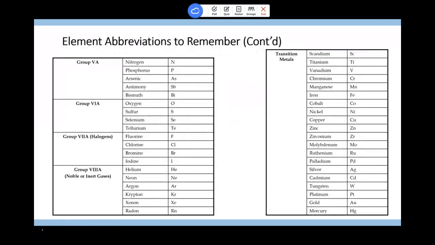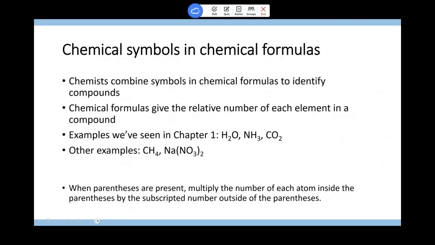Okay, so a couple of slides of elements to remember. A lot of these we're going to talk about a lot, and so you'll get a lot of practice using them. These chemical symbols are what are used in chemical formulas to identify compounds or to communicate which elements are in that compound. So chemical formulas give the relative number of each element in a compound. So we've talked about water. Once again, water has 2 hydrogens and 1 oxygen. So that's why we put the 2 after hydrogen.